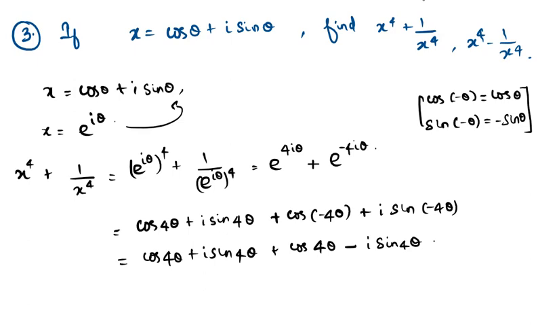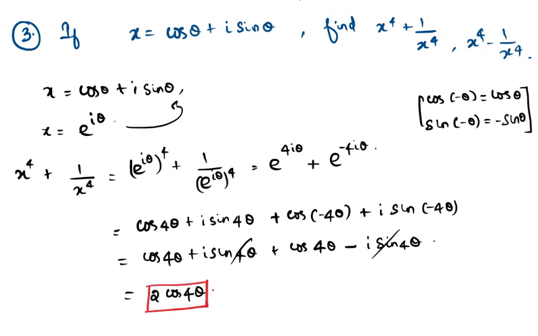Now looking into this, we will have plus I sin 4 theta and minus I sin 4 theta. So these two terms will be cancelled and we will be left with 2 cos 4 theta. So this is the answer for the first part, which is x power 4 plus 1 by x power 4, that will be equal to 2 cos 4 theta. So this is the answer for the first part.